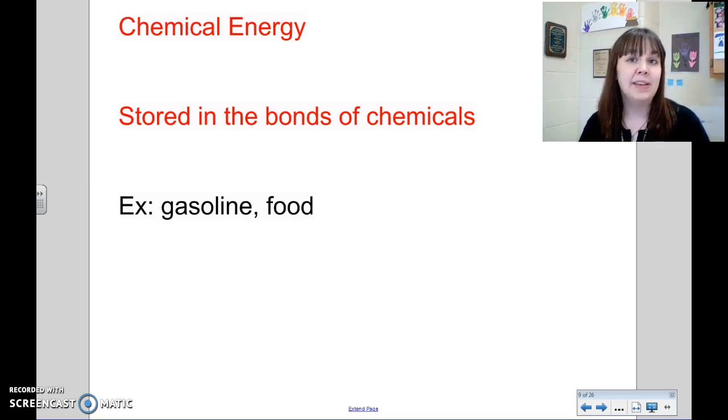Some examples that you use every day are gas that goes in your car. When you burn gasoline, the bonds are broken in that molecule, and that provides energy for your vehicle to move. And food, when your stomach digests the food, it releases the chemical energy that's in the bonds of the food that you're eating.